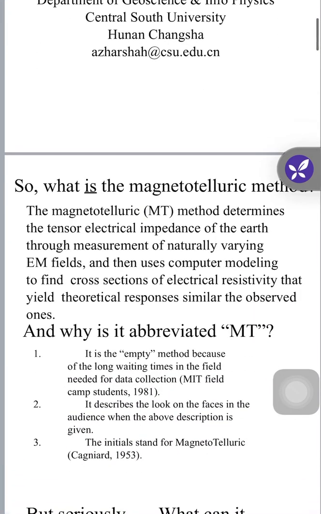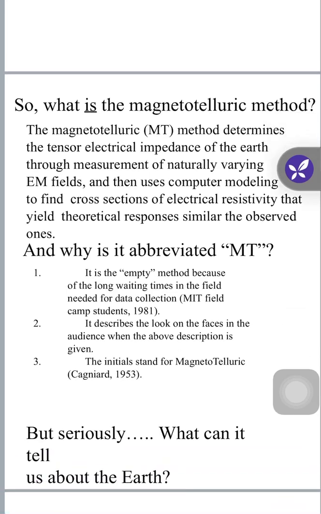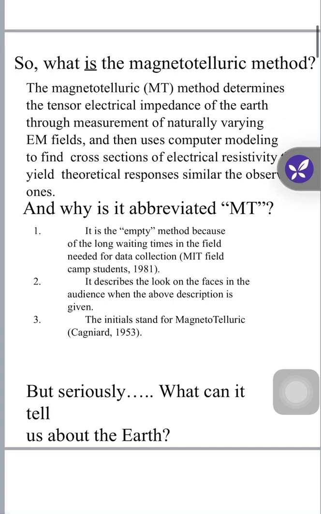So what is the magnetotelluric method? It is basically a passive technique of electromagnetics, which uses the variations of the electromagnetic field of Earth to determine the conductivity and the resistivity of the subsurface, and later computer-based modeling is used to create a theoretical response. MT is an abbreviated form, which means magnetotelluric. Magneto and telluric are two terminologies together, where magneto means magnetic and telluric means electric or related to current.